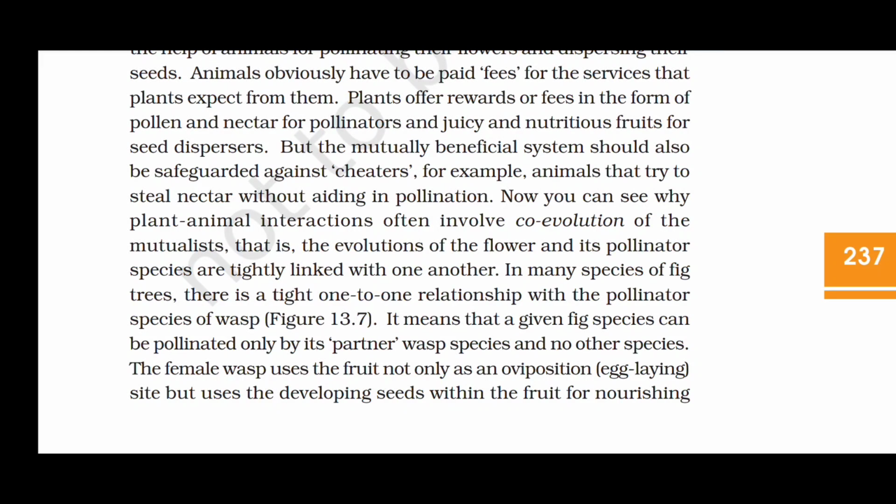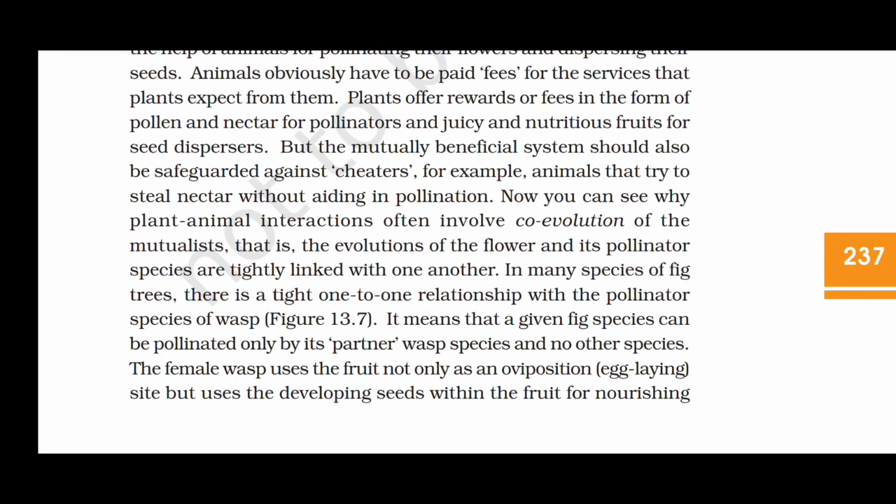For example, animals that try to steal nectar without aiding in pollination. Now you can see why plant-animal interactions often involve co-evolution of the mutualists, that is, the evolution of the flower and its pollinator species are tightly linked with one another. In many species of fig trees, there is a tight one-to-one relationship with the pollinator species of wasp. It means that a given fig species can be pollinated only by its partner wasp species, and no other species.